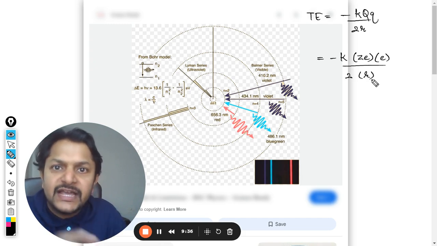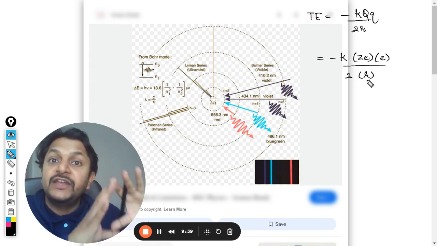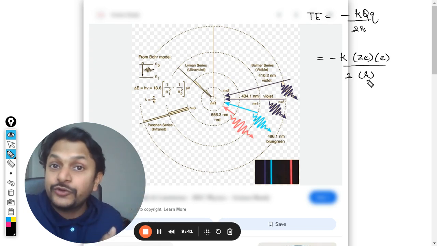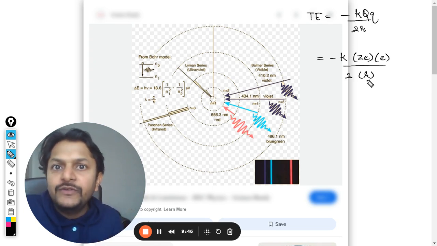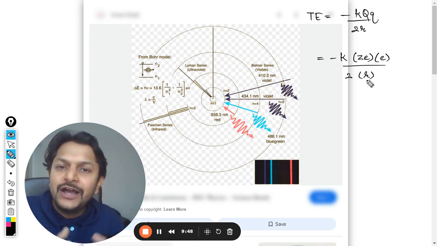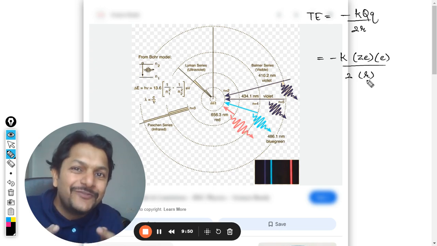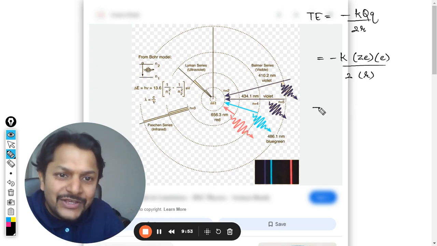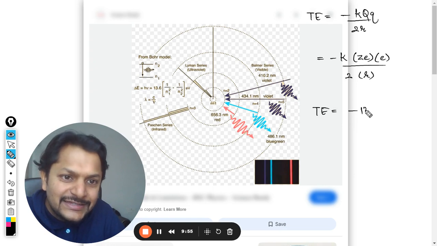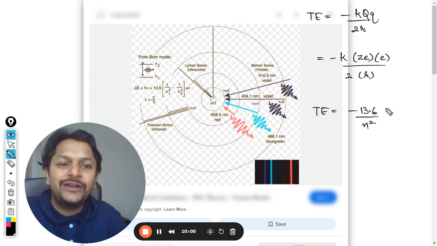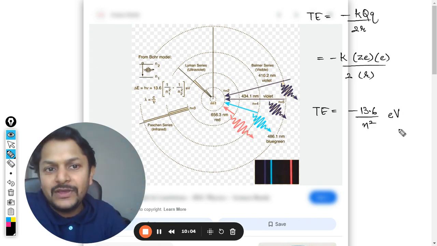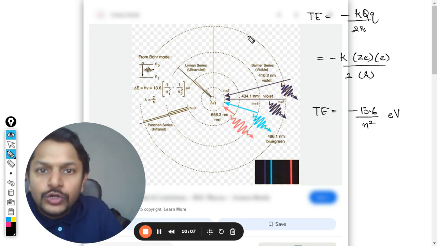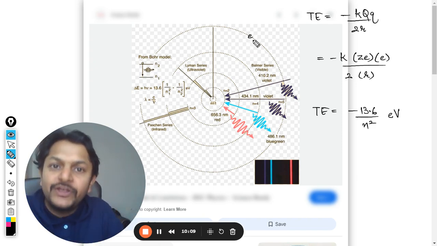So you would be plugging this in and you will find again a very weird and very big and scary expression for the total energy. In that expression, on a closer look, you will find all of the values are just constant and there is only one variable, which is n. So your final expression is coming out to be 13.6 divided by n square, and the unit is electron volt, it is not joule. This is the total energy of the electron which is moving around in the orbit.